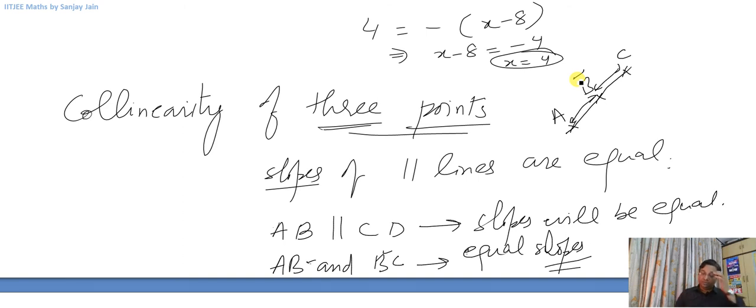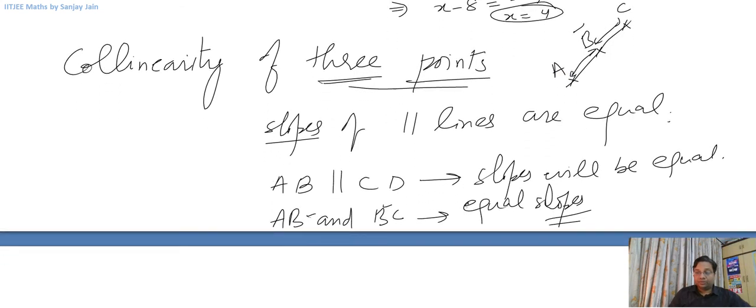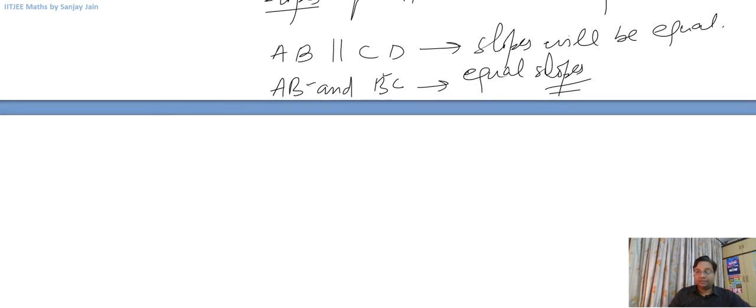I hope I have been able to explain to you that to test the collinearity of 3 points, two conditions are enough. If these 3 points make two lines, let us say we have got 3 points A, B and C. So AB and BC if I take as two lines, or AB and AC if I take, right? So any two line segments if I take, if they have got equal slopes, then we can say with certainty that these 3 points are collinear to each other. Okay, so let us do a question based on that.